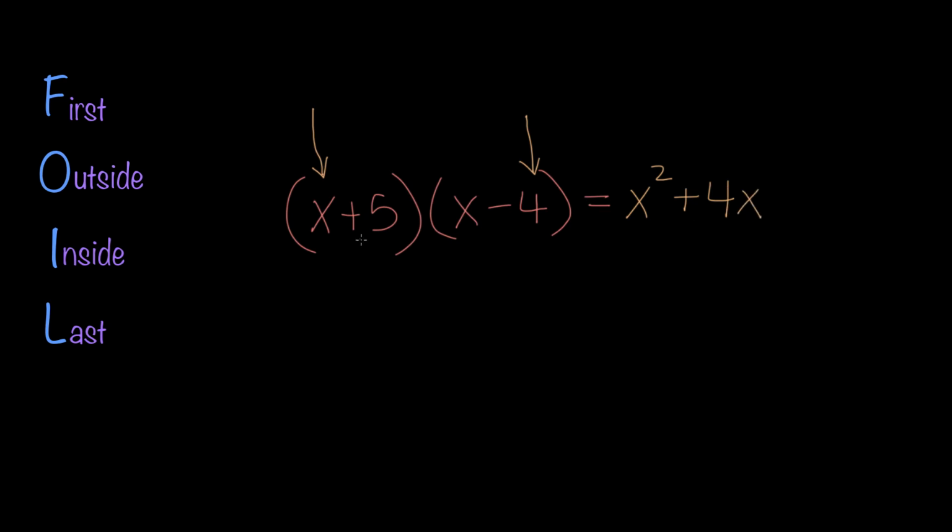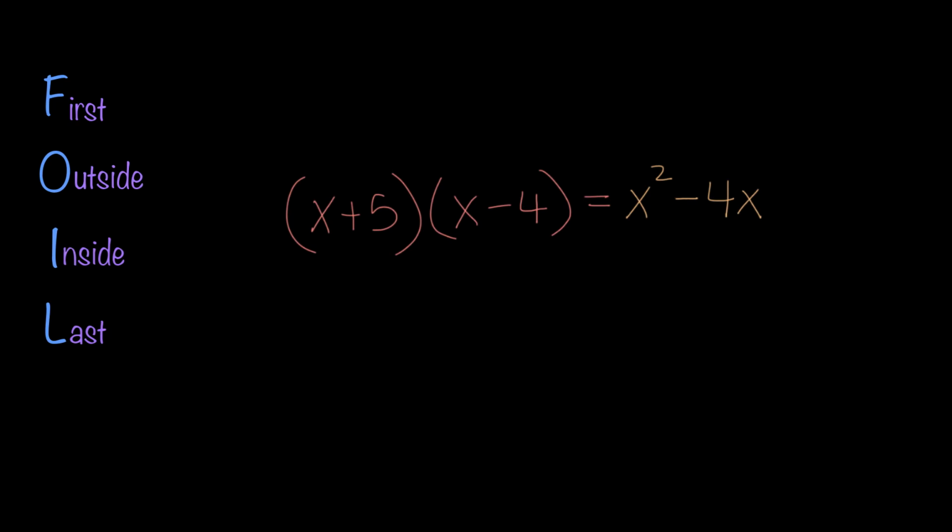But wait, did y'all catch my mistake? This is not just 4. This is actually negative 4, because as you can see, we are not adding here, we are subtracting. So what we would have to do is multiply x by negative 4. So instead of that being x squared plus 4x, it would actually be x squared minus 4x.